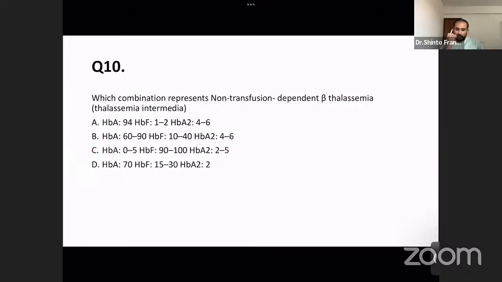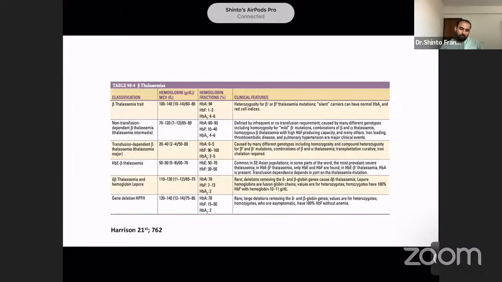Okay. So again, favorite questions will be from HPLC or HB fraction, HB electrophoresis. Combinations representing non-transfusion dependent beta thalassemia, that is thalassemia intermedia. They can give you a percentage or even a figure showing a graph with the various percentages you have to interpret. HbA, HbF, HbA2, the combinations of these three are given. So from these we have to interpret which is non-transfusion dependent thalassemia. Okay, so this chart.